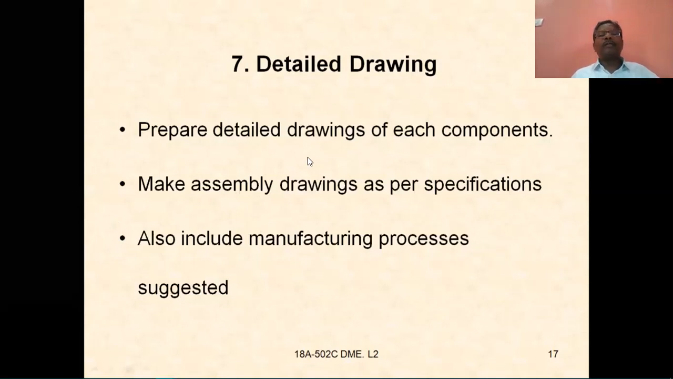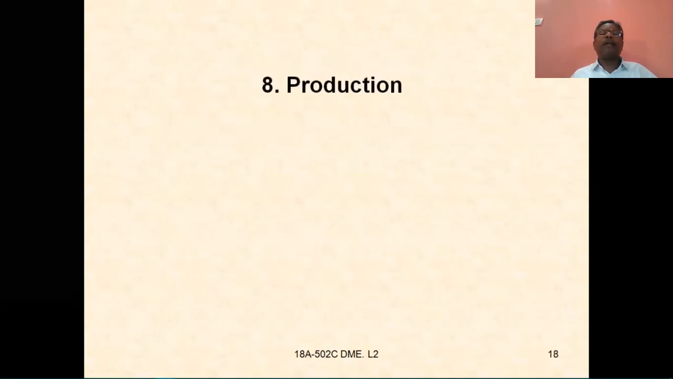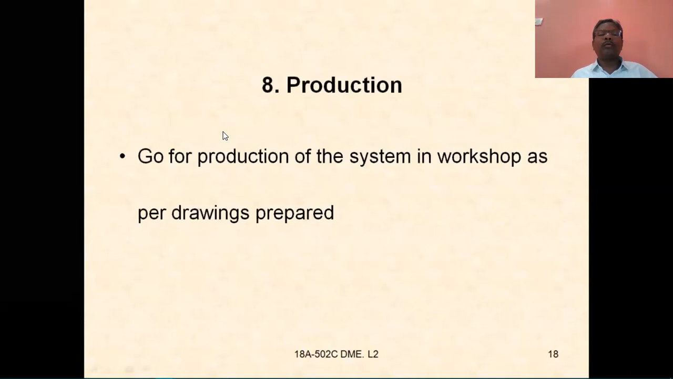So in this final step, prepare detailed drawings of each component and make assembly drawings as per the specifications, and also include the manufacturing process. And then also you have to include the shop floor and the type of machine to be used to manufacture. And also you have to include tolerances and geometrical tolerances, all these. You have to draw a detailed drawing, just like a production drawing. And finally, the production. So go for production of the system in workshops as per the prepared drawings.